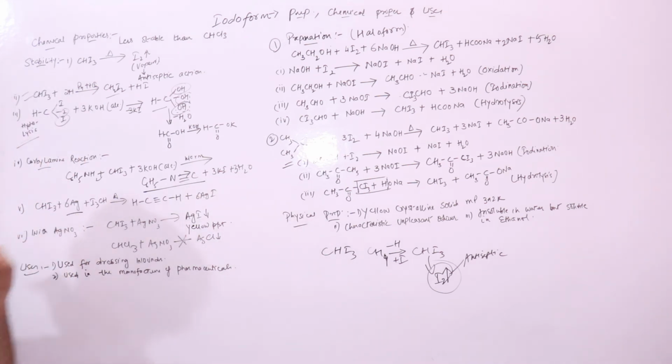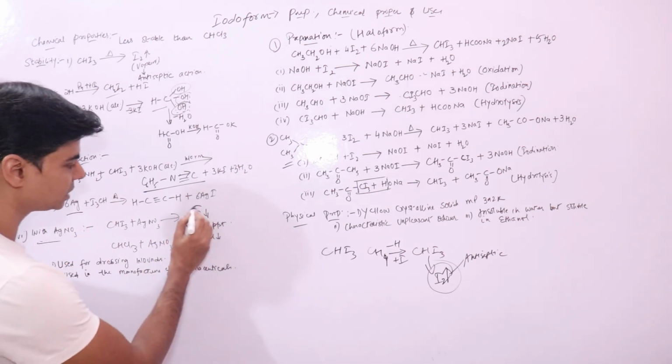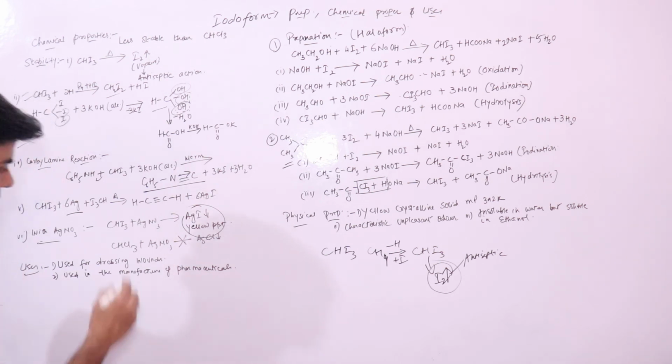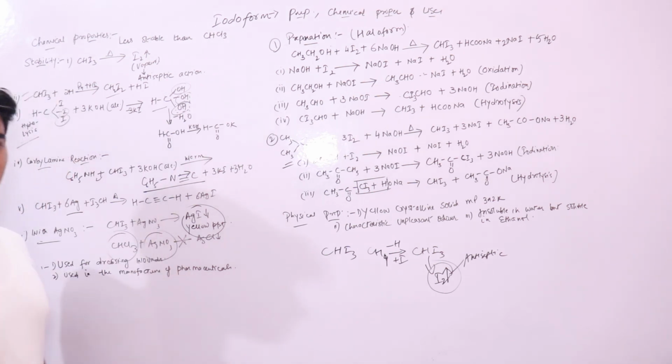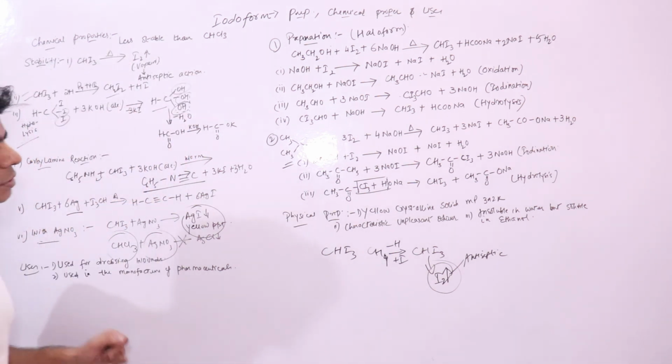Now coming on to its reaction with silver, it will react with silver to form acetylene. This is the same as the chloroform reaction. With silver nitrate, it will form a yellow precipitate of silver iodide, whereas chloroform has no action on silver nitrate, no precipitate formation. I hope this is clear. Just remember this reaction: with silver nitrate it forms a yellow precipitate of silver iodide, whereas there is no action with chloroform. And there is one more use: it is used in the manufacture of some medicines, in pharmaceuticals. So I hope all this is clear. Thanks.